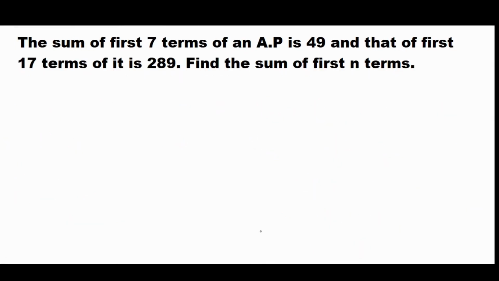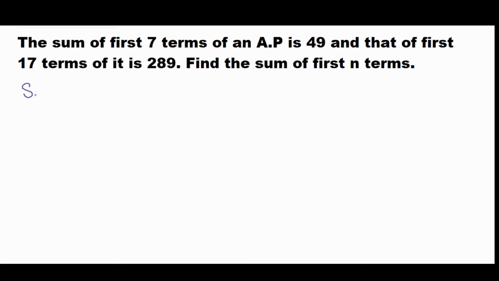The next problem: the sum of first 7 terms of an AP is 49 and that of 17 terms is 289. Find the sum of first n terms. Find the sum of first n terms means we should arrive at the formula for the sum of n terms. We need to find A value and D value, and substitute in that. So let's write what we have in the data.